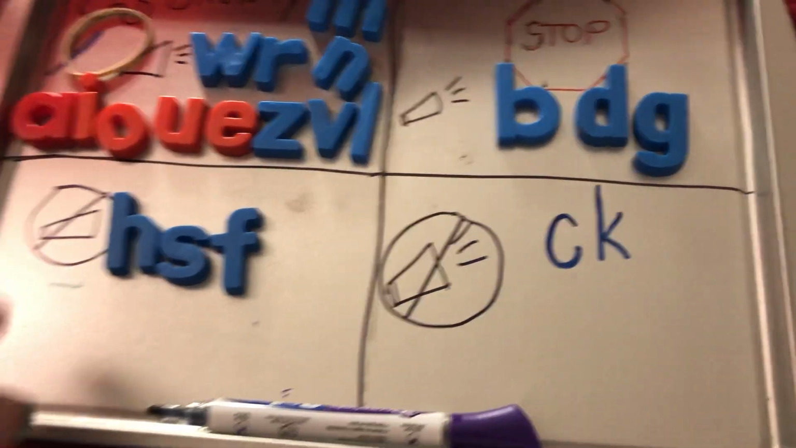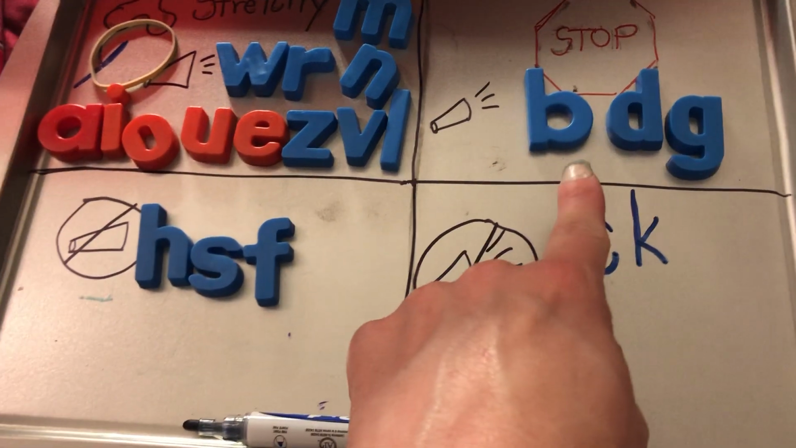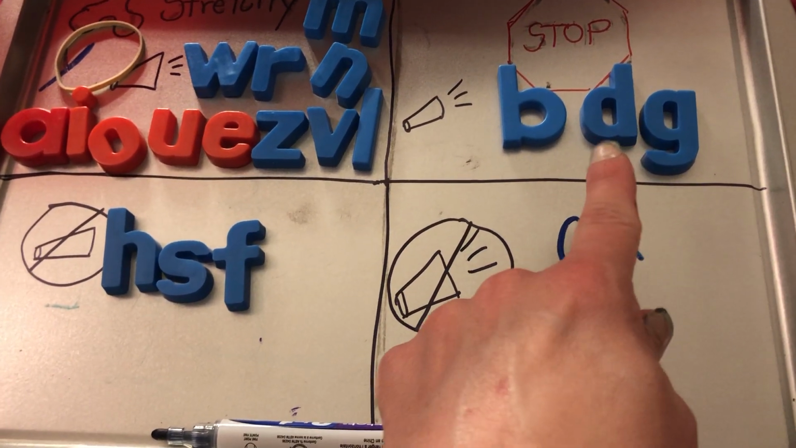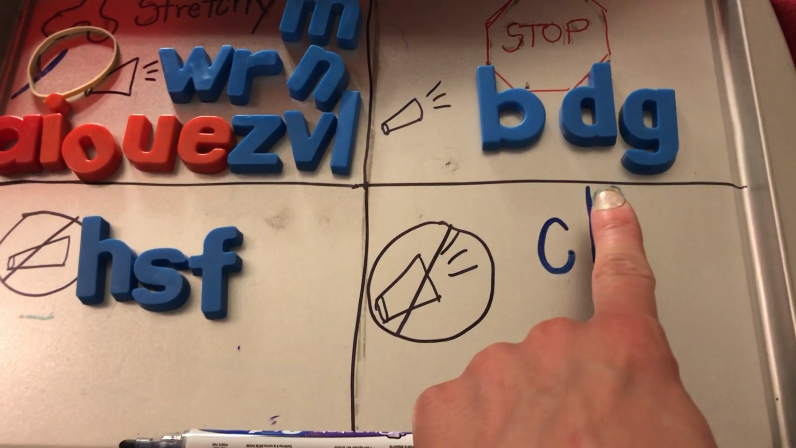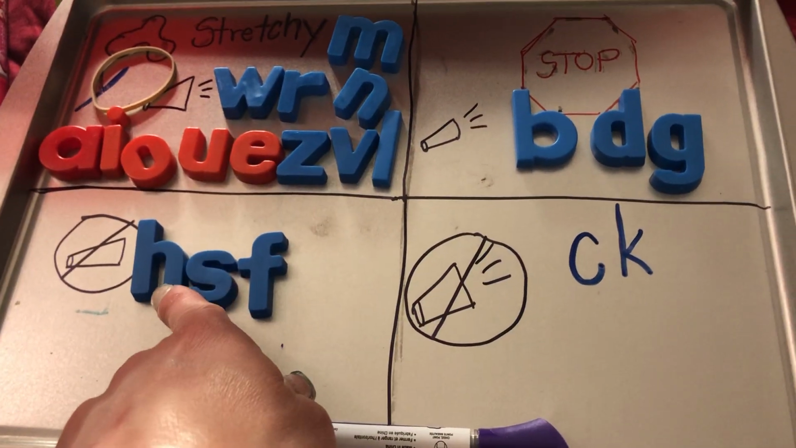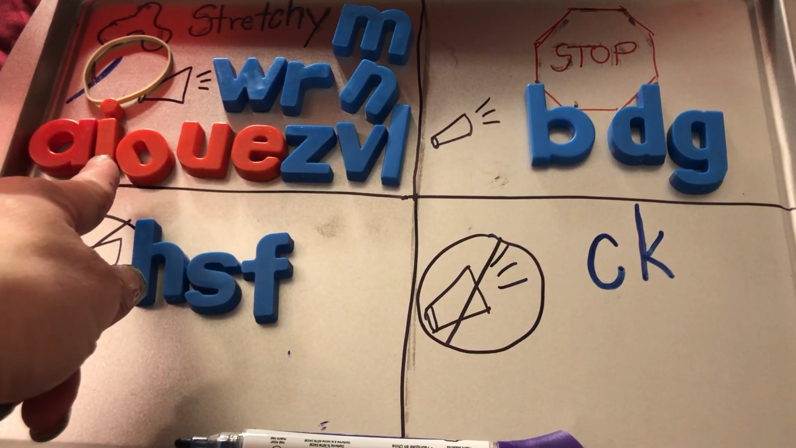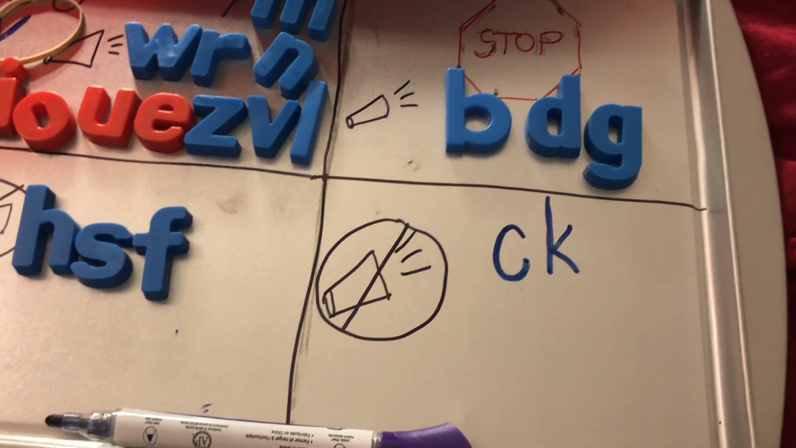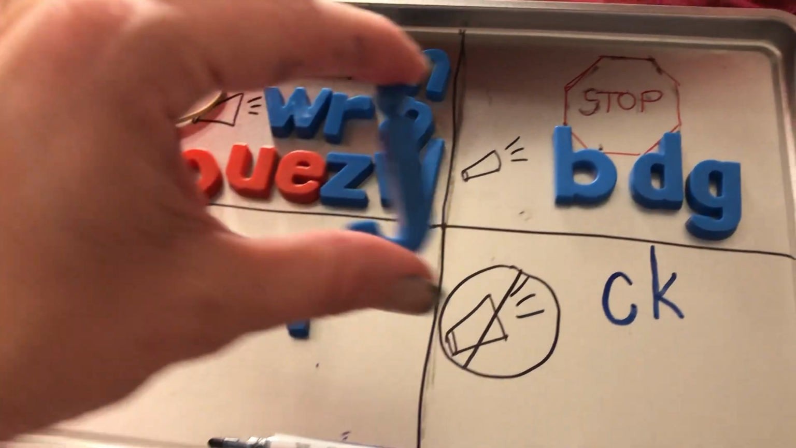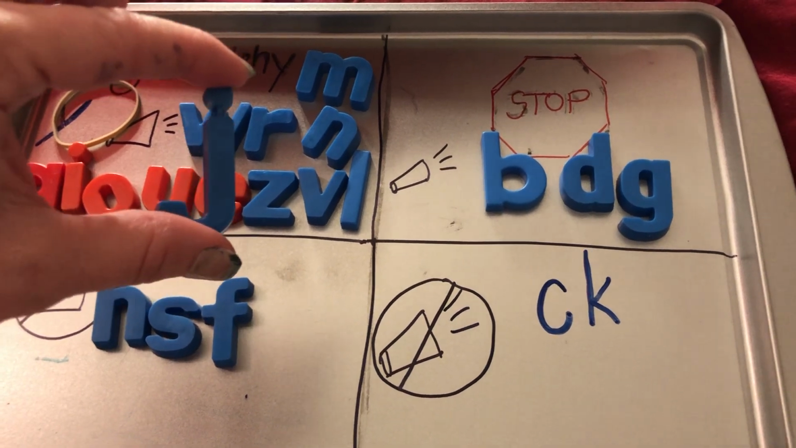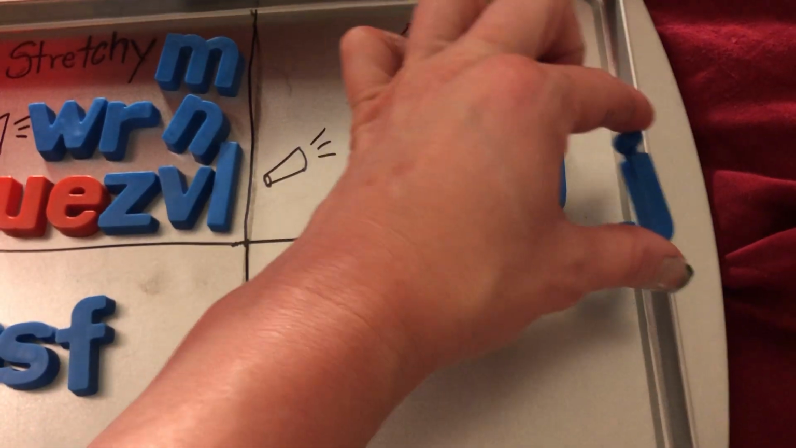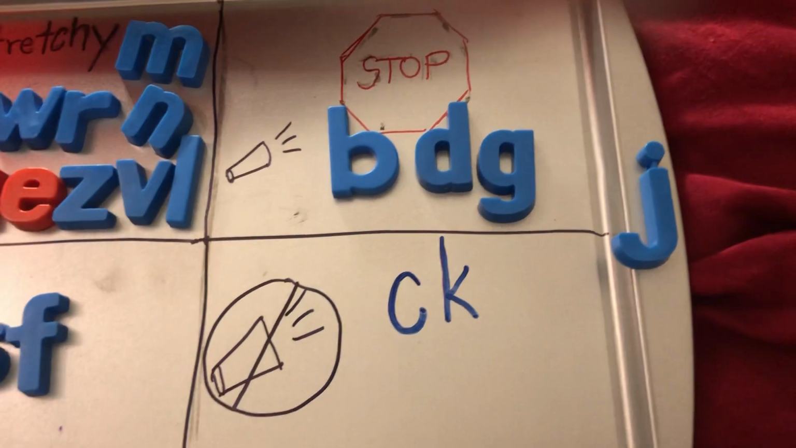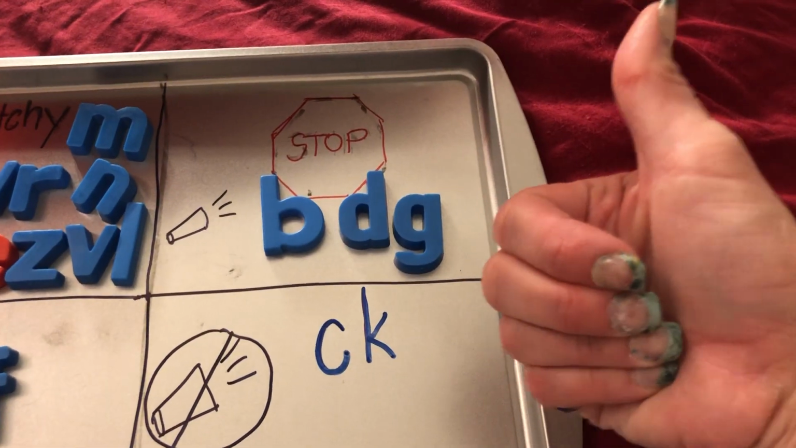Okay, so there we have A, B, C, D, E, F, G, H, I, and what comes after I? It's not on here. J, good. So J, since we don't have it, we know it is a stopper. We just have to figure out if our voice is turned on or off.